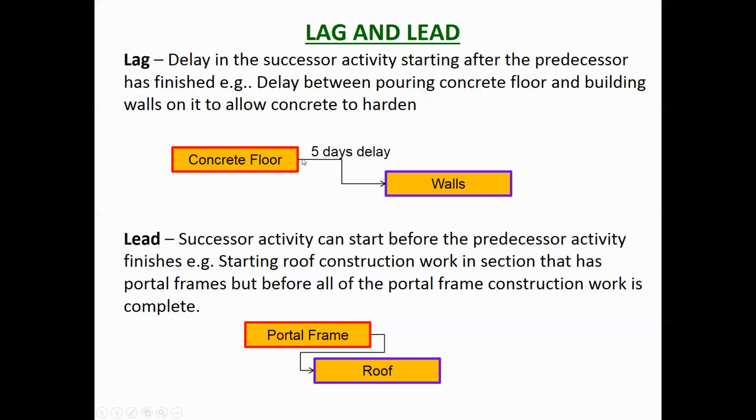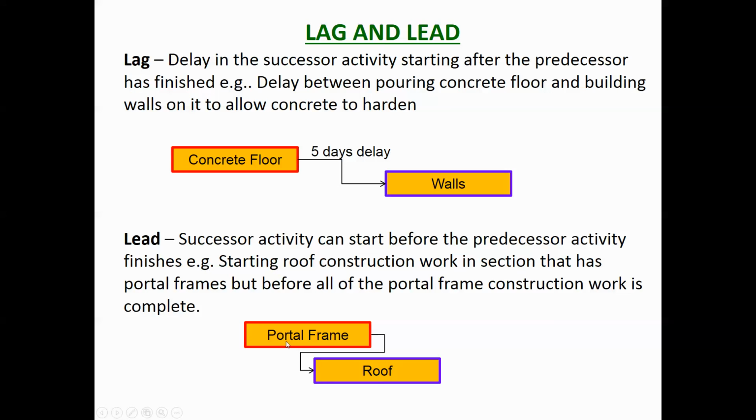So you would have, say, a 5-day delay. So you pour the concrete floor, and then 5 days later you start on the wall construction. Now that is called a lag. The opposite of that is a lead. So that successor activity can start before the predecessor activity finishes.